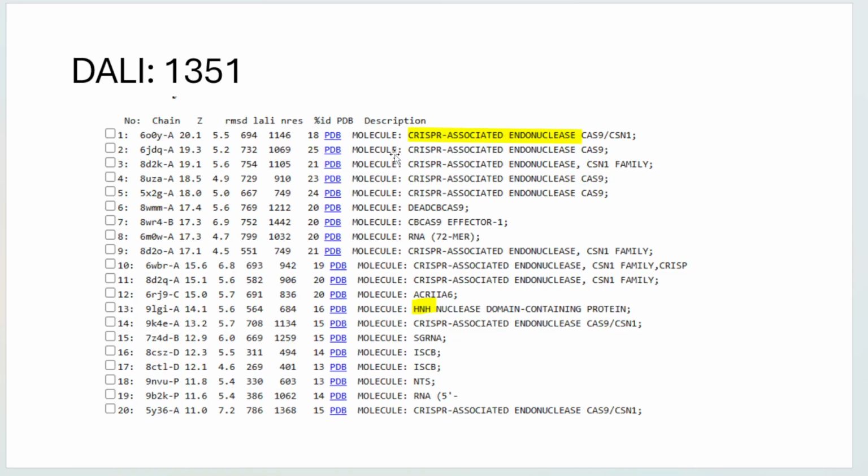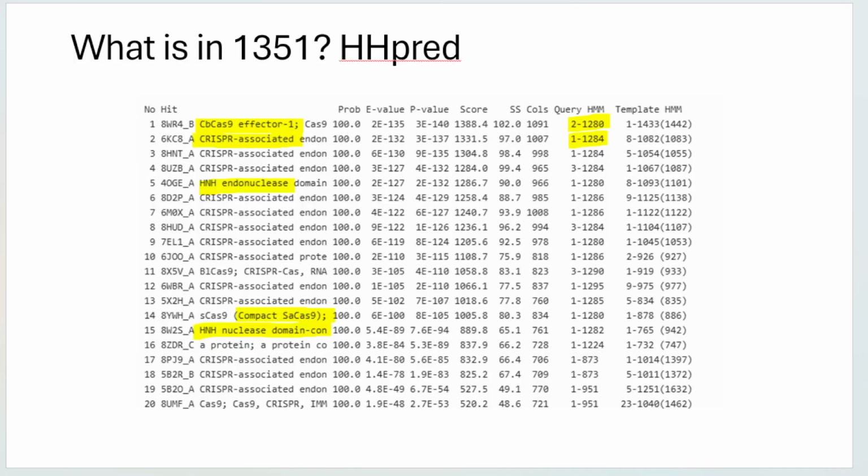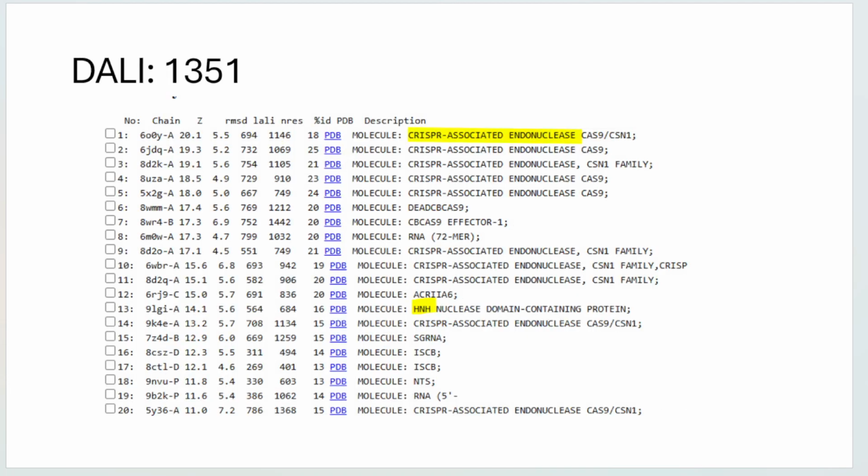CRISPR-Cas. So I much prefer DALI, because DALI also gives me a Z score. That's what I wanted to talk about. Does H&H give me a Z score? I don't quite remember off the top of my head. No, it doesn't. It gives me an E value, which is the equivalent of a probability value and a probability percentage. Yeah, no. This is much better.